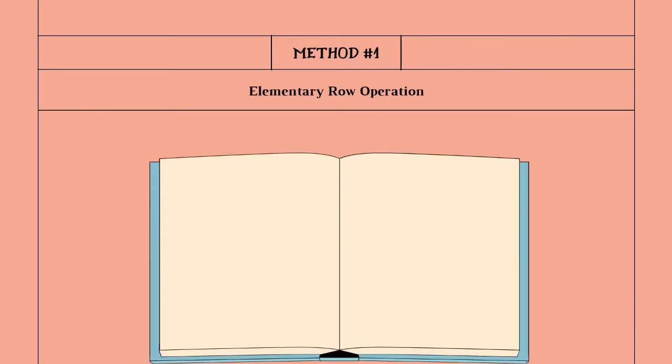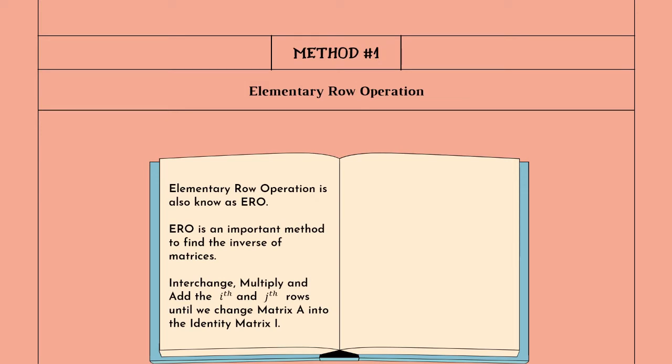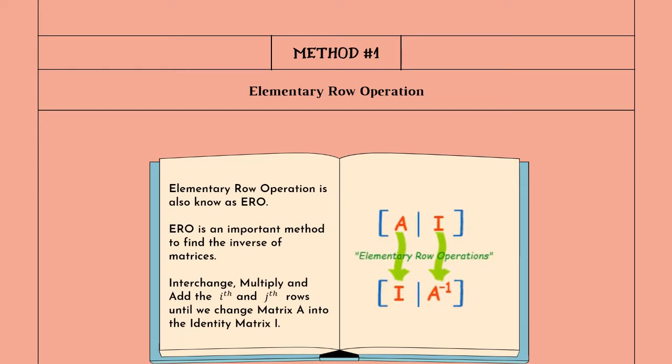Okay, I'll present the elementary row operation, also known as ERO. What is ERO? ERO is a process that can be used to find the inverse of a matrix by interchanging, multiplying, or adding the ith and jth rows until we change the matrix A into the identity matrix I.